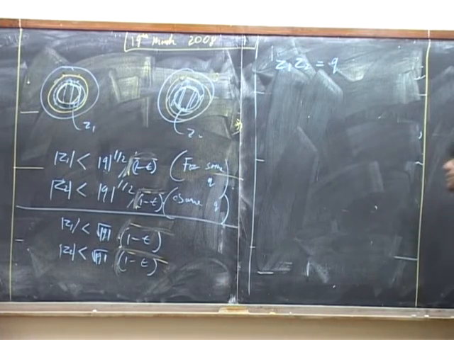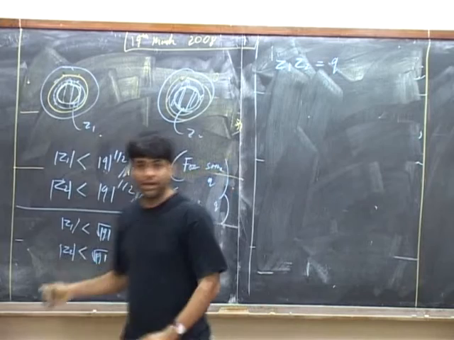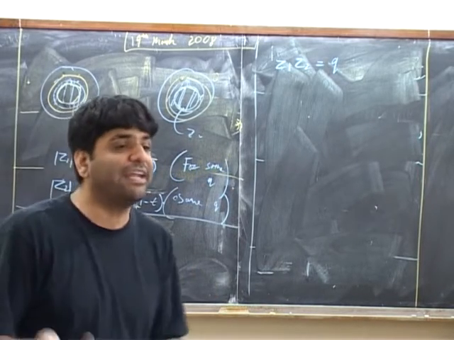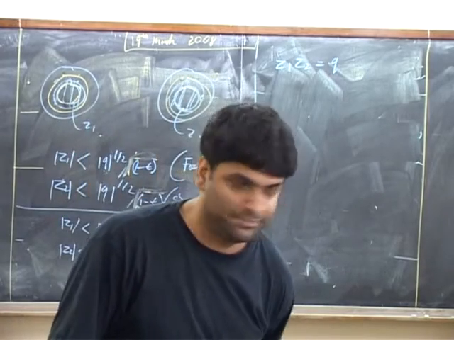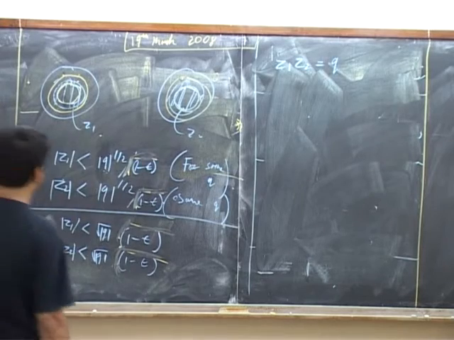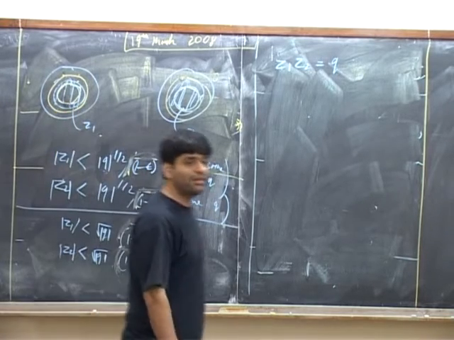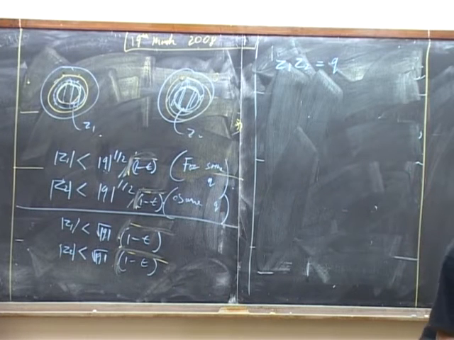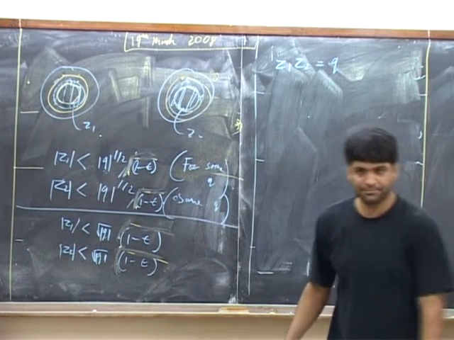But once you've chosen your coordinate charts z1 and z2, q affects the complex structure of your manifold. You could either change q, or you could redefine your coordinate chart z1 by some factor of q. And that will give you a new complex manifold.